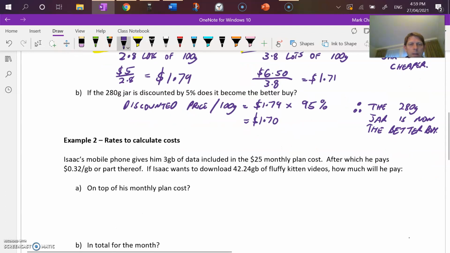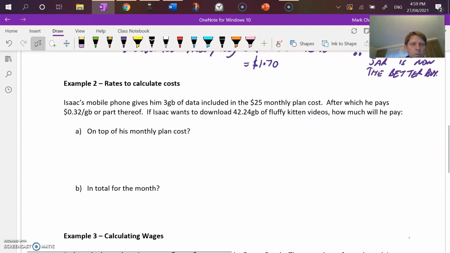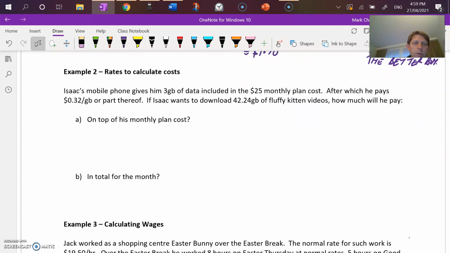Okay, so moving on now into rates used to calculate costs. Isaac's mobile phone gives him 3 gig of data included in the $25 monthly plan cost, after which he pays 32 cents per gigabyte or part thereof. And that's really important. If Isaac wants to download 42.24 gigabytes of fluffy kitten videos, something's wrong with this kid, how much will he pay on top of his monthly plan cost?